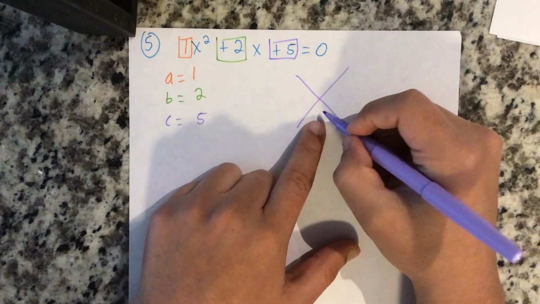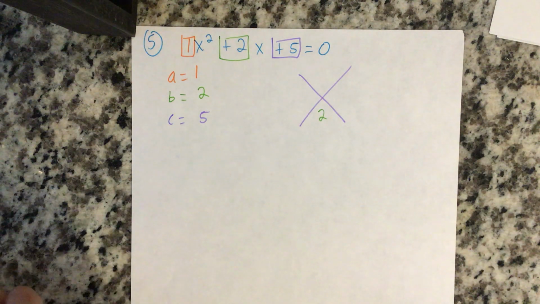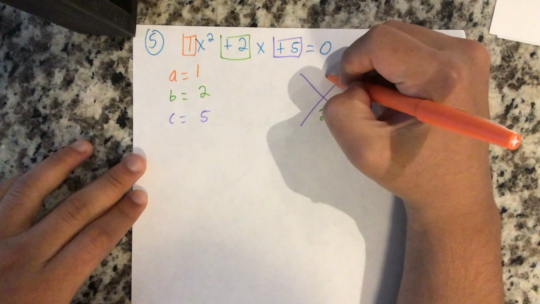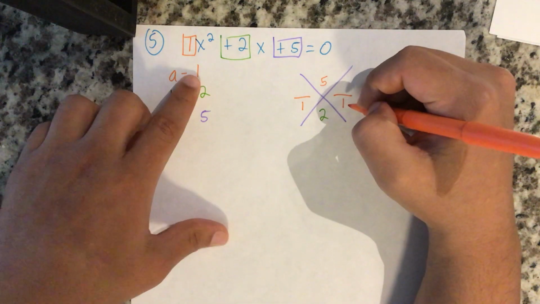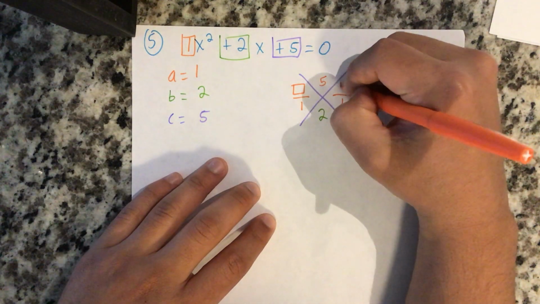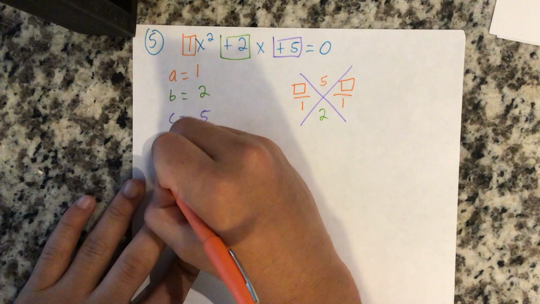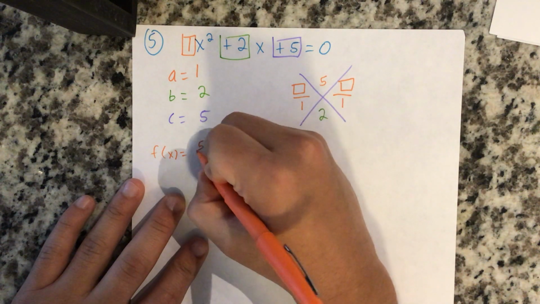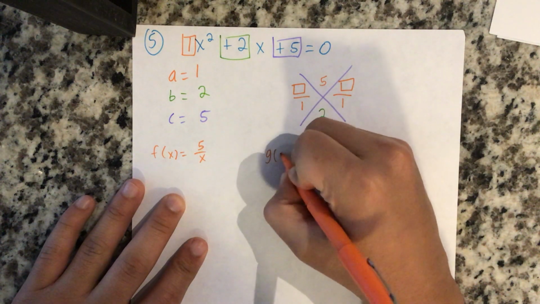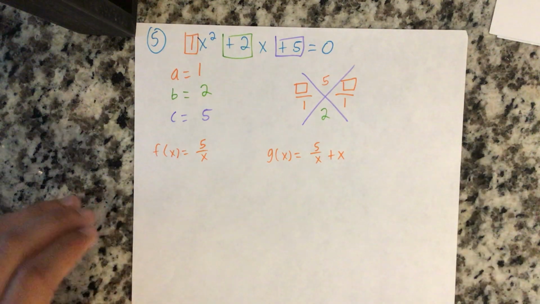Draw our x. On the bottom of the x goes the 2. At the top of the x is A times C. So that's 1 times 5, which is 5. And then here, they're both over 1 because my A is 1. Draw the box, and we keep going. Okay? So, we do our two equations. F of x equals A times C over x, so 5 over x. G of x is going to equal 5 over x plus x.